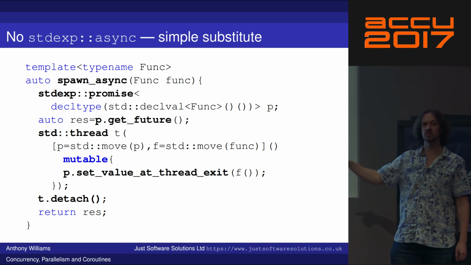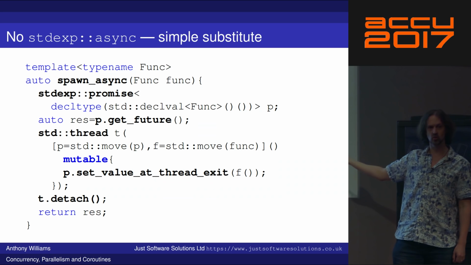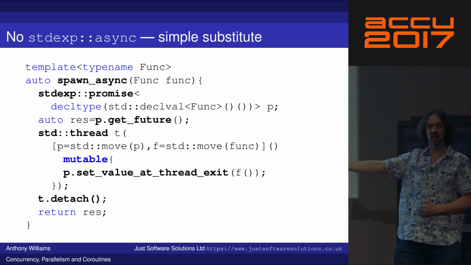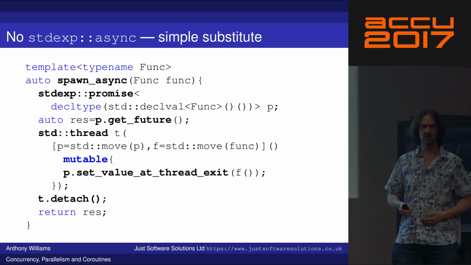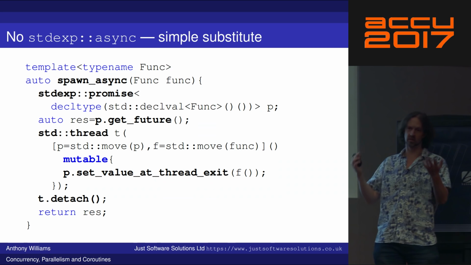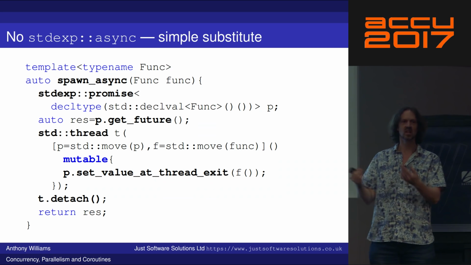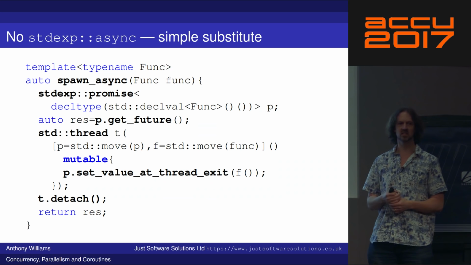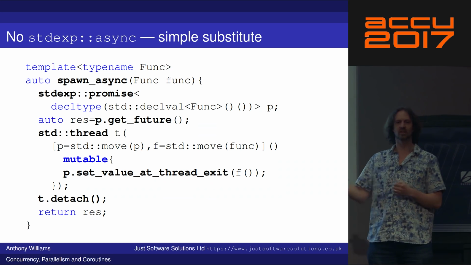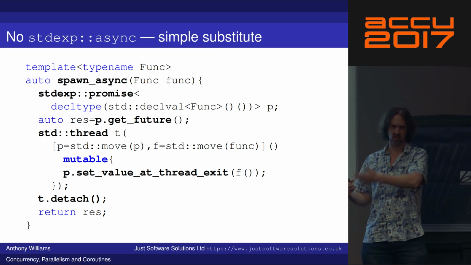But it does mean, by using set value at thread exit, that you wait for the thread locals to be destroyed. So it means that the thread is completely done by the time the future is ready. Which means that everything's tidied up nicely, and you don't have to worry about whether there's code still running on the thread, because when you wait for the future, that thread is now done apart from bookkeeping, as opposed to potentially running tidy up code.